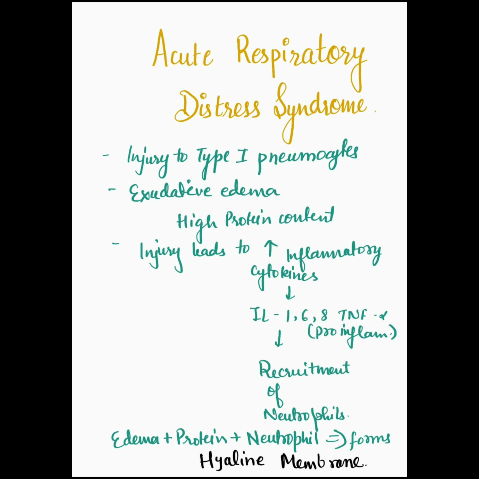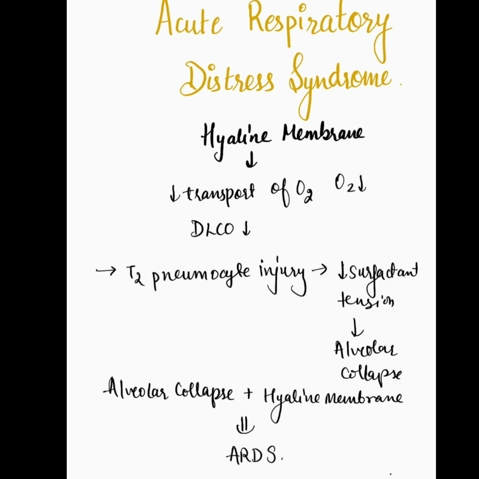So injury to type 1 pneumocytes will lead to exudative edema, which has high protein content, and the injury will lead to increased inflammatory cytokines like IL-1, IL-6, and TNF alpha, which will lead to recruitment of neutrophils. This edema, high protein and neutrophils will form a hyaline membrane. It is why ARDS is also called hyaline membrane disease. The hyaline membrane will decrease the transport of oxygen. That is why DLCO will decrease.